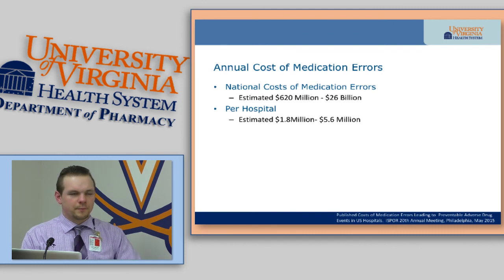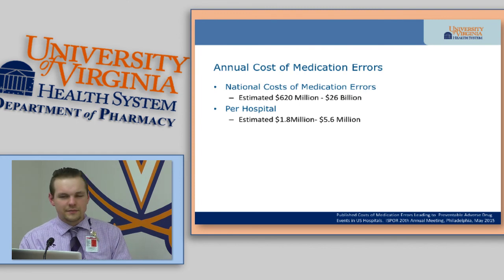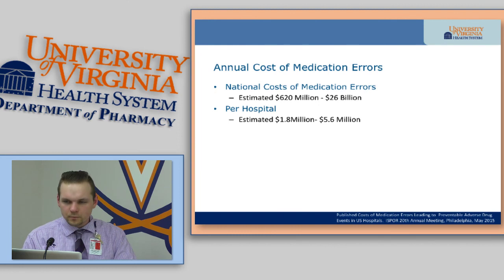And so the scope of this lecture really is medication errors leading to patient safety. However, there's also a financial cost of medication errors. The estimates and calculations of these vary widely, again, because they are calculated based on different criteria. National costs of medication errors is anywhere from $620 million to $26 billion annually, and per hospital is between $1.8 million and $5.6 million.